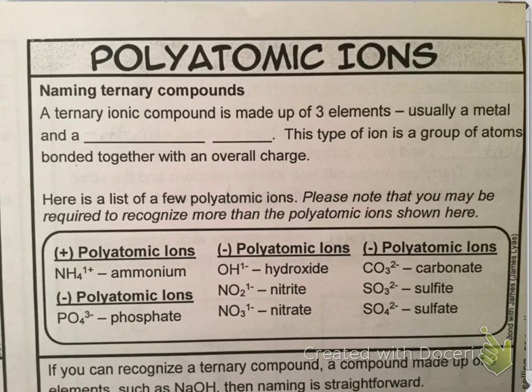Follow along on your note sheet as I go through these notes. Polyatomic ions, naming ternary compounds. So ter means three. So we're naming compounds that have three elements. So a ternary compound is made up of three elements, usually a metal and a polyatomic ion.